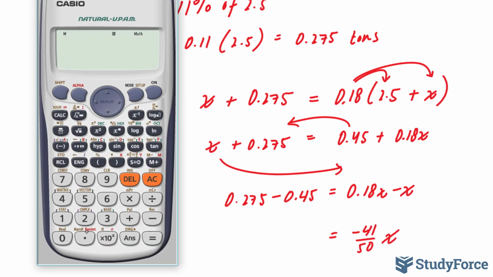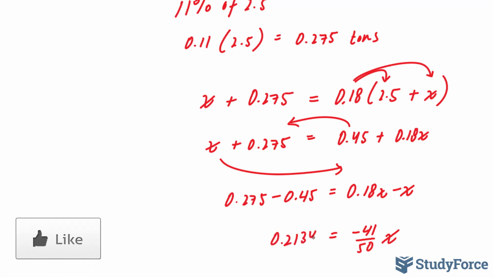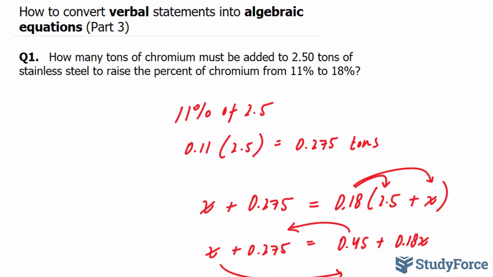And on the left side, we have 0.275 minus 0.45 divided by this number, and we end up with 0.2134 tons. So let's analyze this for a second. We will need 0.2134 tons to raise the percent of chromium from 11% to 18%.